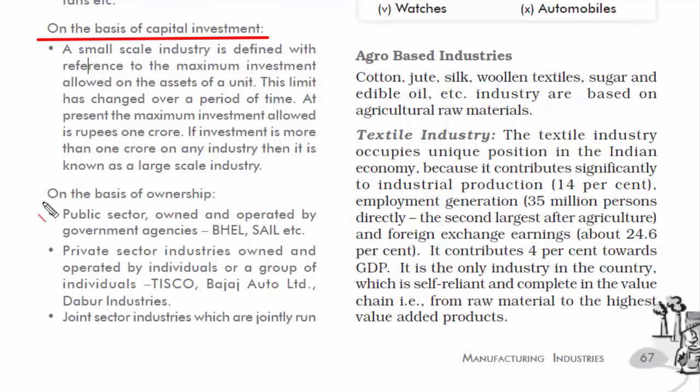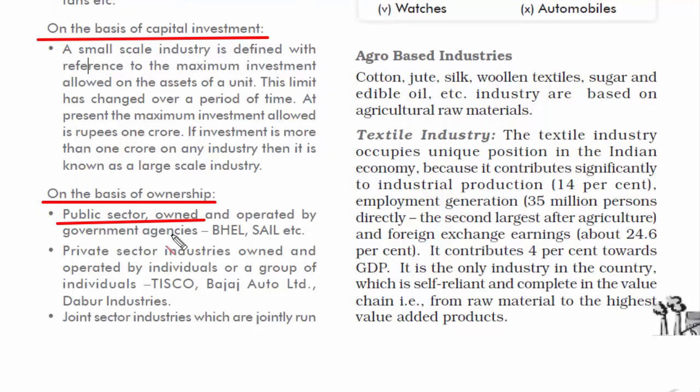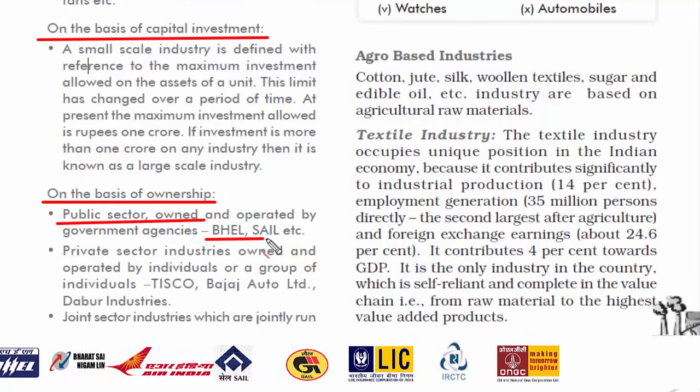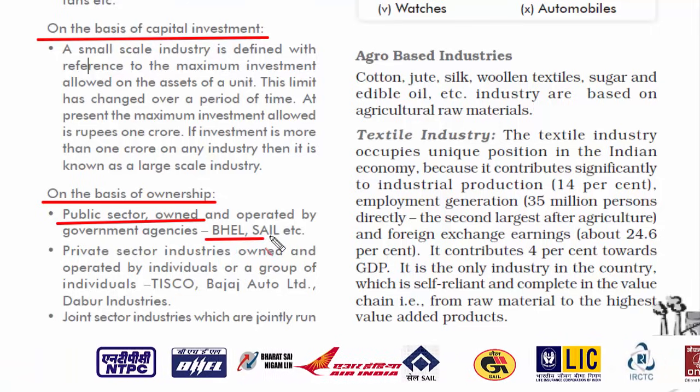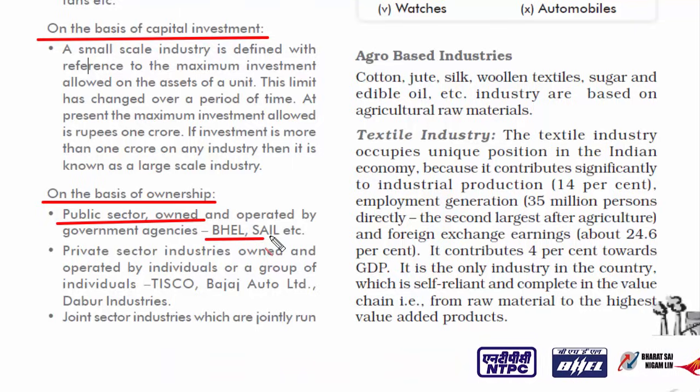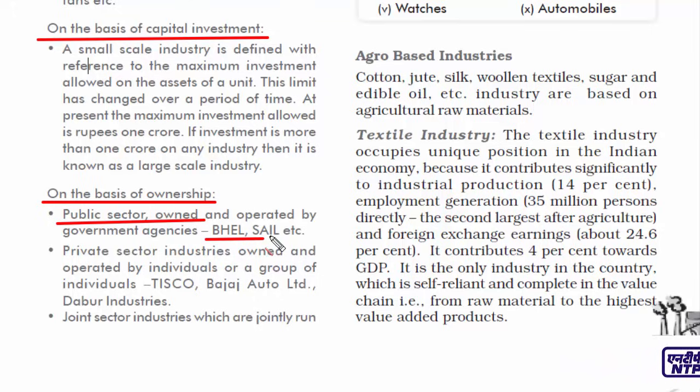Then we have classification of industries based on ownership. I think this is the most important one, because you need to be familiar with which industry is owned by whom, because that's how the importance of the industry is determined. For example, we have public sector industries. These are purely owned and operated by government agencies. Some examples are BHEL, Bharat Heavy Electricals Limited, then SAIL, which stands for Steel Authority of India Limited, and likewise GAIL, that is Gas Authority of India Limited. That's how we have public sector industries.